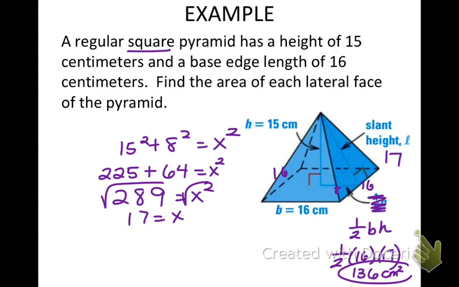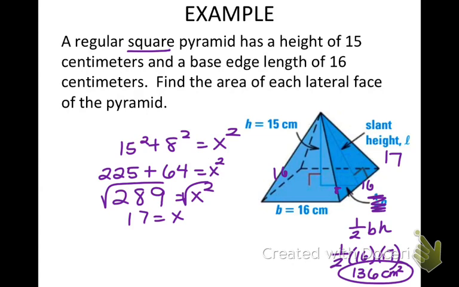Each lateral face would be all the same at 136 centimeters squared. And the reason why they are all the same is because the base is a square. So that means all of your dimensions would be the same. If it was a rectangle, then it would be different. Your front and your back triangle would be the same, then your side ones would probably be a little bit smaller. Okay? So, do we have our idea and concept around slant height?